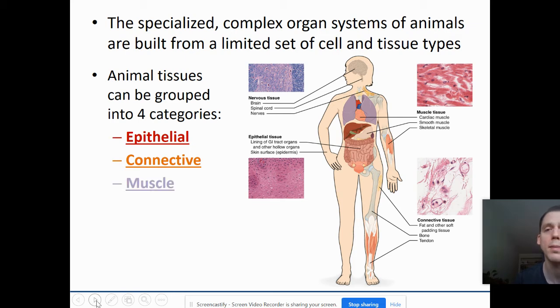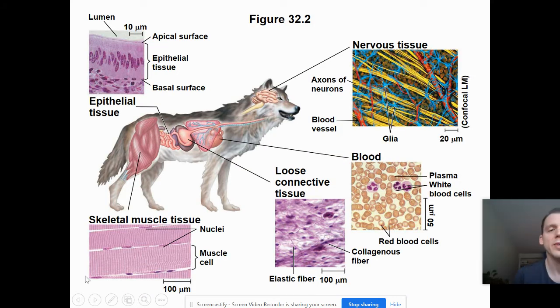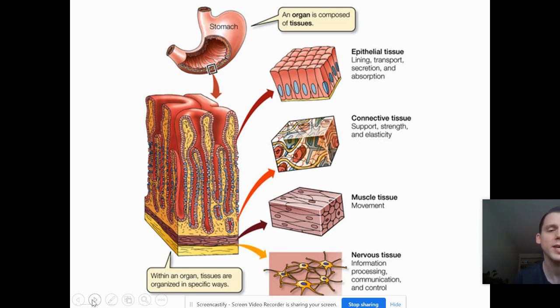ligaments, things like that. Muscle tissue, we find muscle tissue in your heart, cardiac muscle. We find it in our digestive organs. We find it in our blood vessels. We find it in our skeletal muscles. And then nervous tissue. Nervous tissue is for our nervous system, and it involves communication. So here we see an example of the main tissue types. So blood and connective, skeletal muscle, epithelial, nervous tissue. And then we can see it again here.